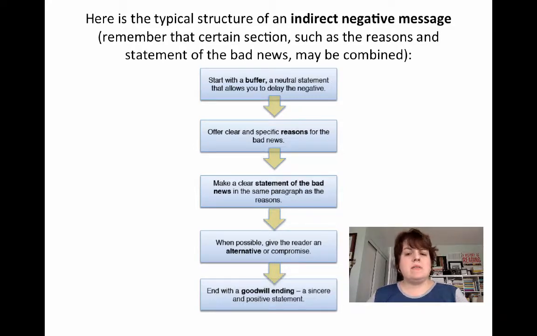There are some techniques for delivering bad news that can help to soften the blow. So in that middle part of the message where you make the clear statement of bad news, there are 3 techniques, and they're actually covered in the module on Blackboard on persuasive and negative messages, which we'll look at in a moment. So you may want to visit those and consider them.